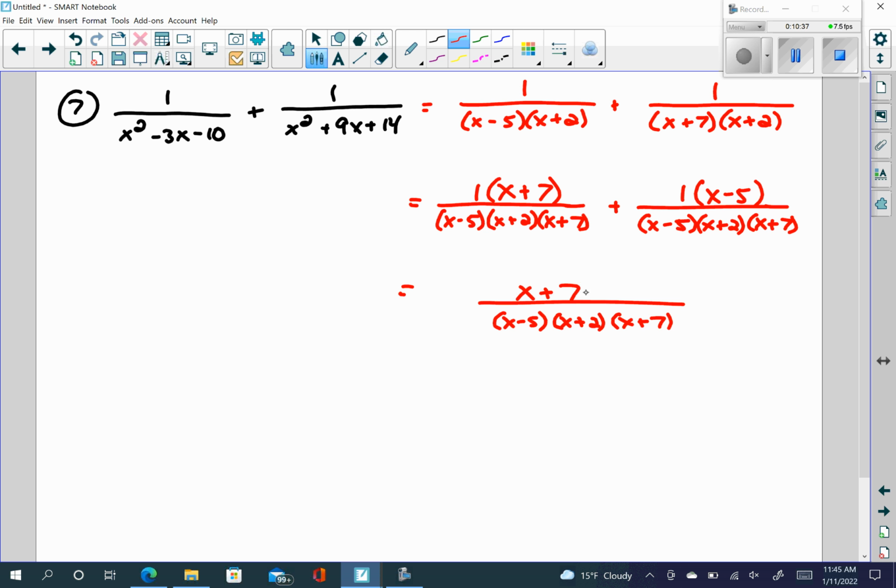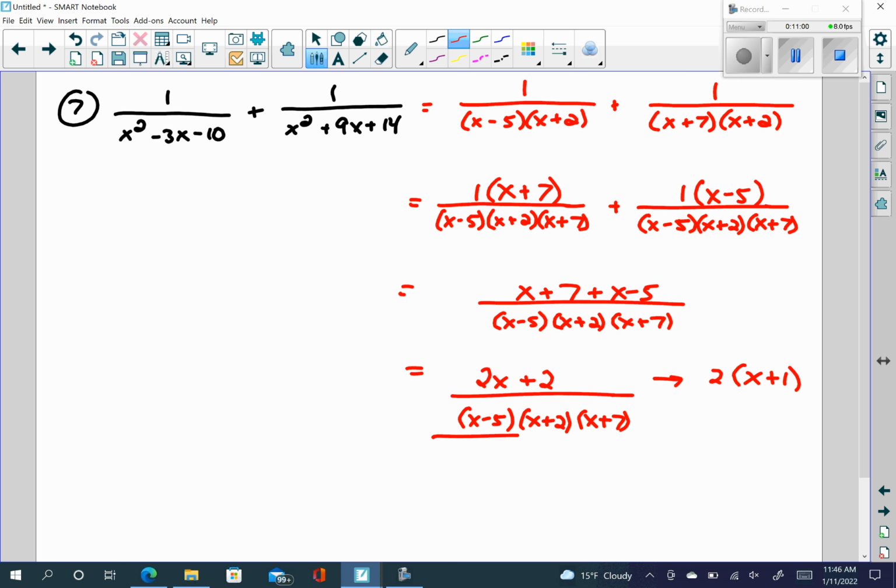Then we have x plus 7 plus x minus 5. Combine our like terms, we'll get a 2x. And we have a 7 minus a 5, so we get a plus 2 over the LCD. Now, if we were to factor our numerator, it would be a 2 and an x plus 1, but nothing would divide out here, so we could just leave our answer like this.